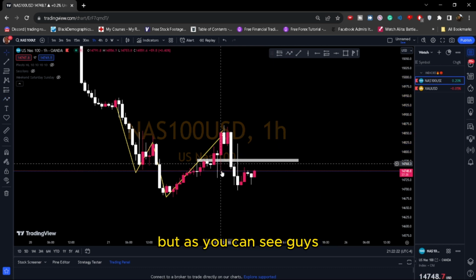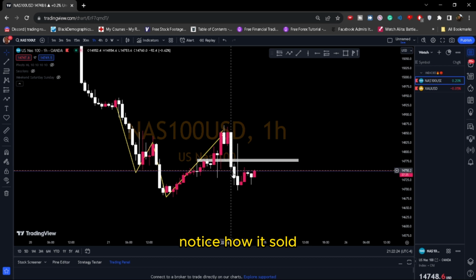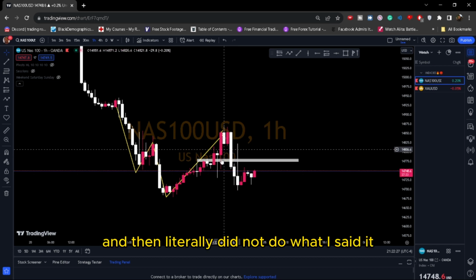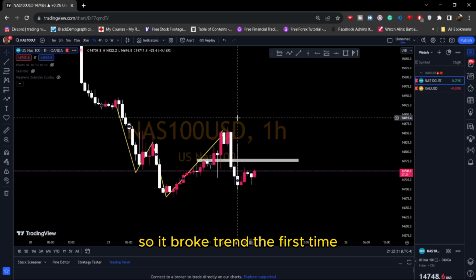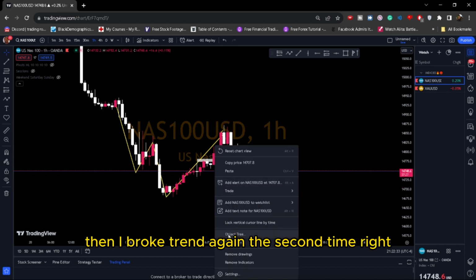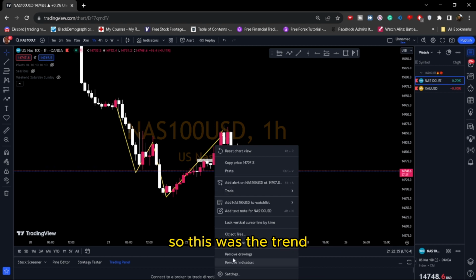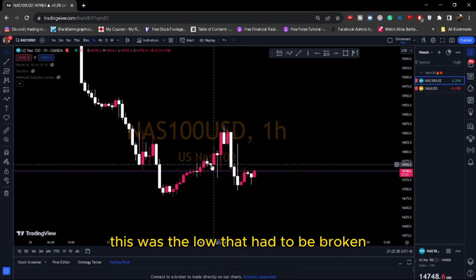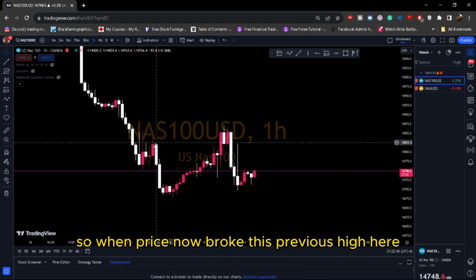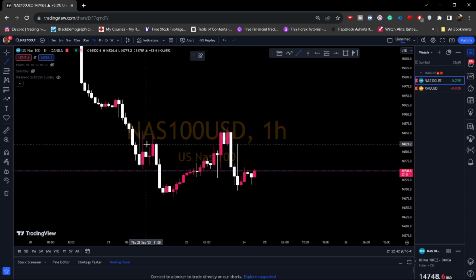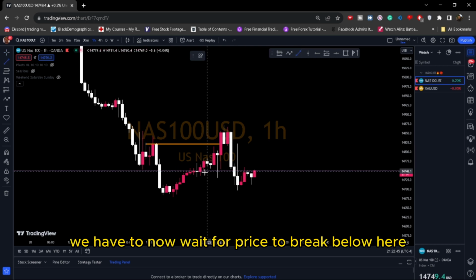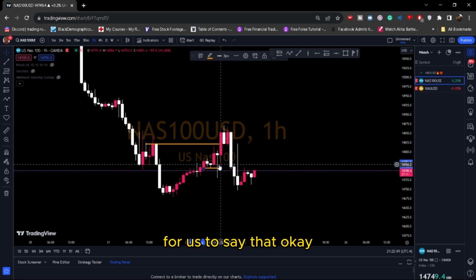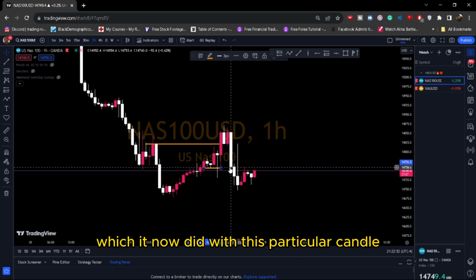But as you can see, guys, notice how it sold and literally did not do what I was thinking, and then it broke trend again. So it broke trend the first time, then broke trend again the second time. So this was the trend, this was the low that had to be broken. So when price broke this previous high, indicating a change in trend to buys, we have to wait for price to break below here for us to say that price is now selling, which it now did with this particular candle.